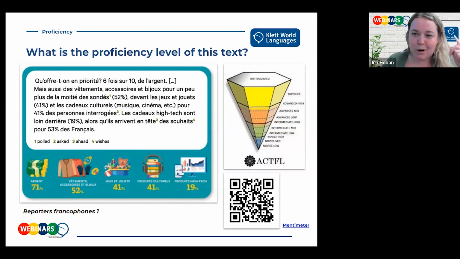We'd love you to tell us what proficiency level you think this is. Was it novice, intermediate, or advanced? We're not going to get into sub-levels, just a general proficiency level.